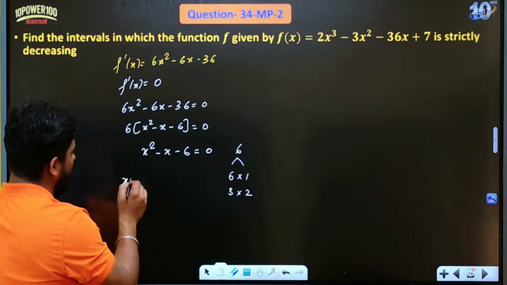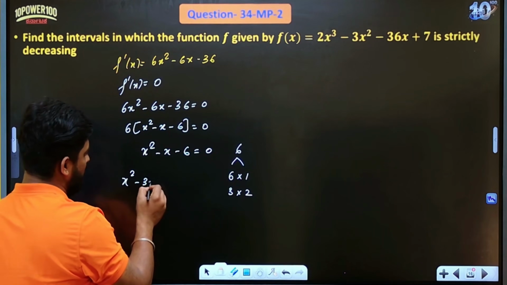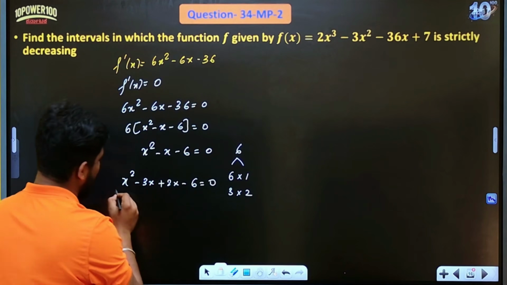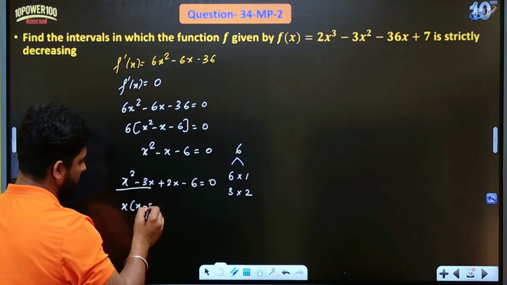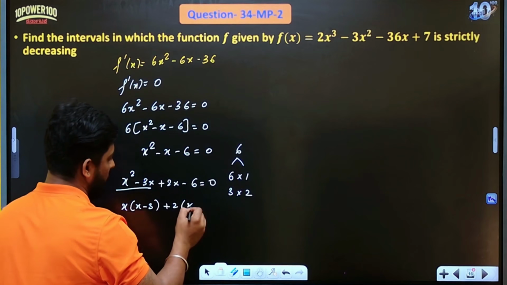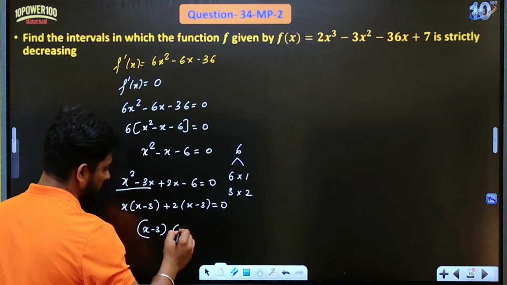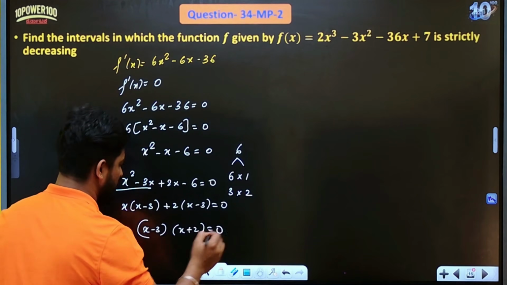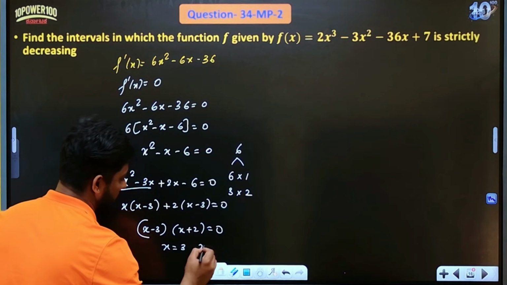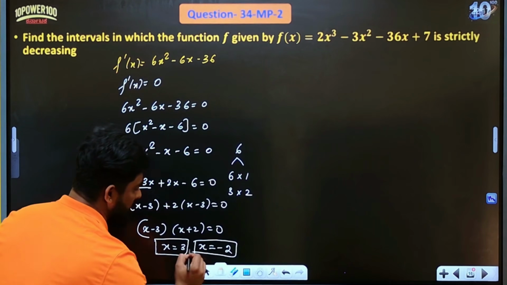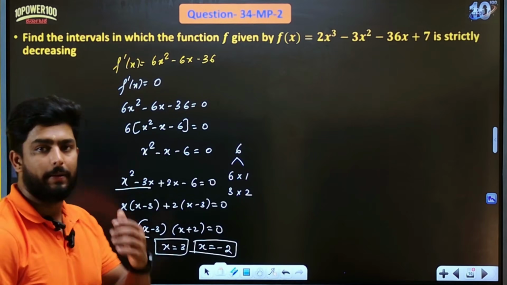So x square minus 3x plus 2x minus 6 is equal to 0. So x of x minus 3 plus 2 of x minus 3 is equal to 0. So x minus 3 into x plus 2 is equal to 0. So x is equal to 3 and x is equal to minus 2. So we got two critical points, kids. This is to find the critical points.